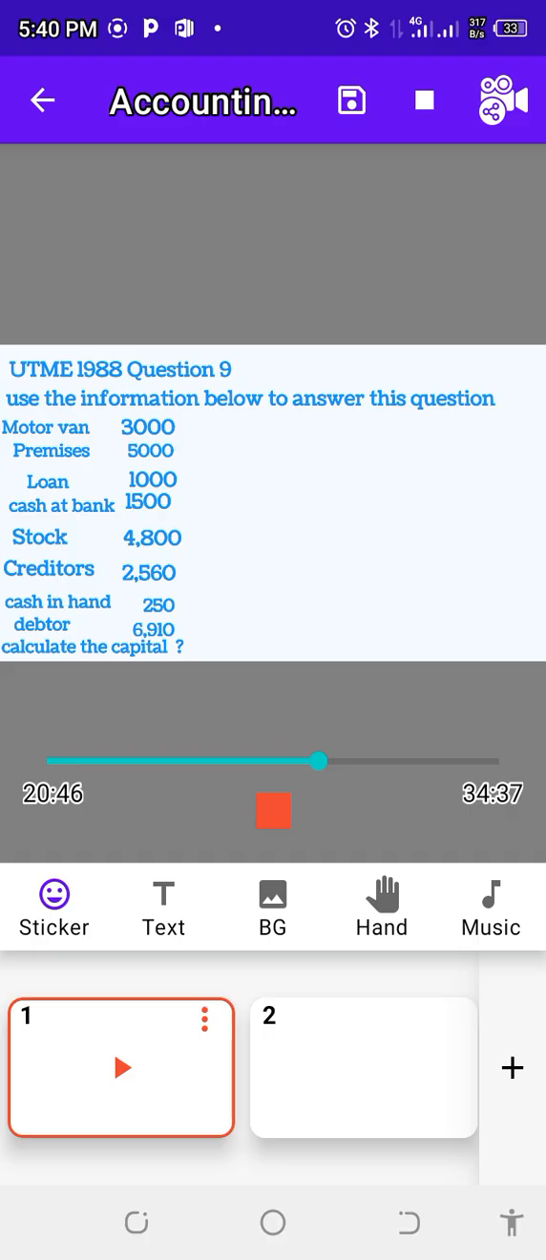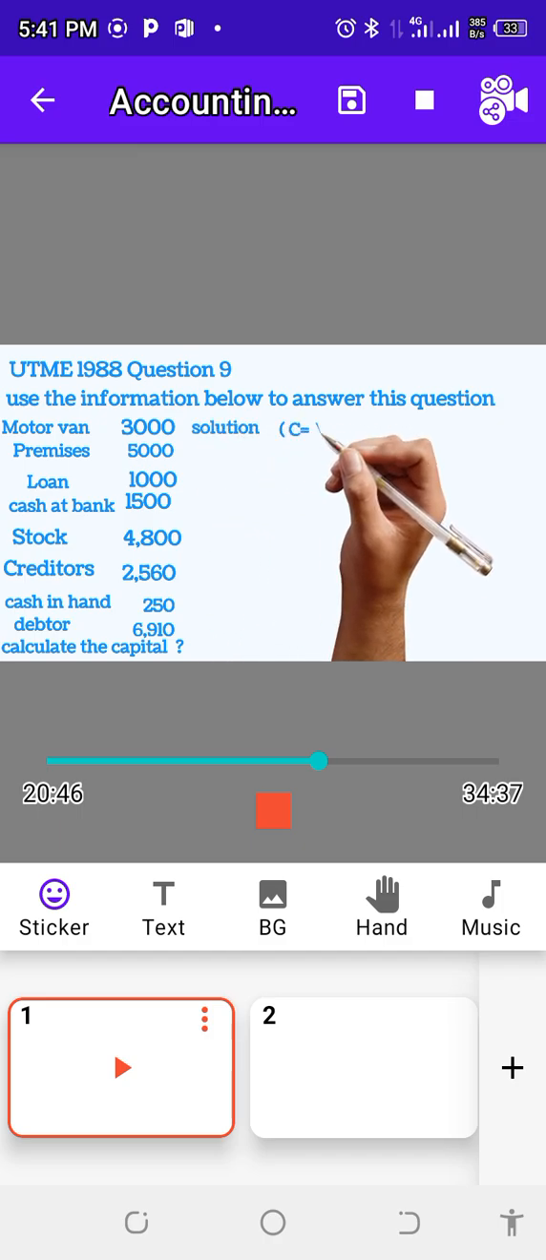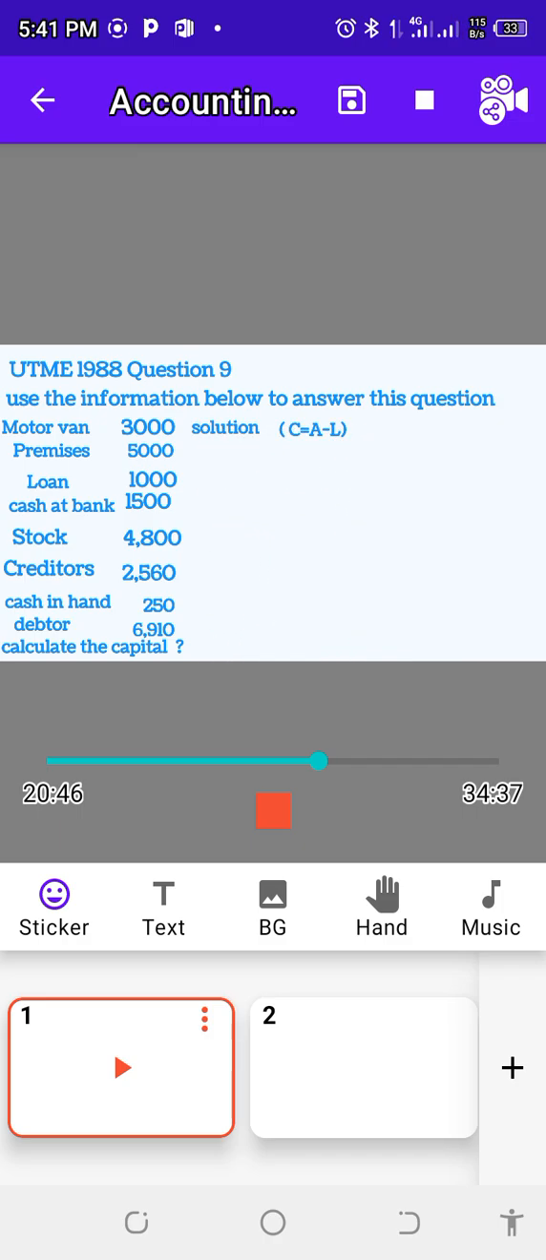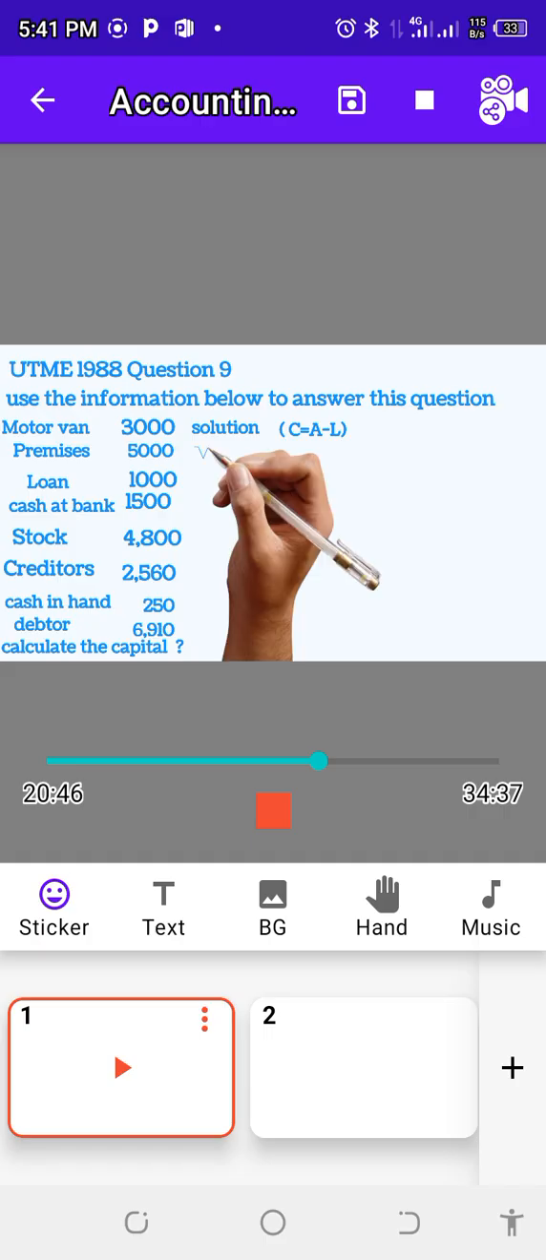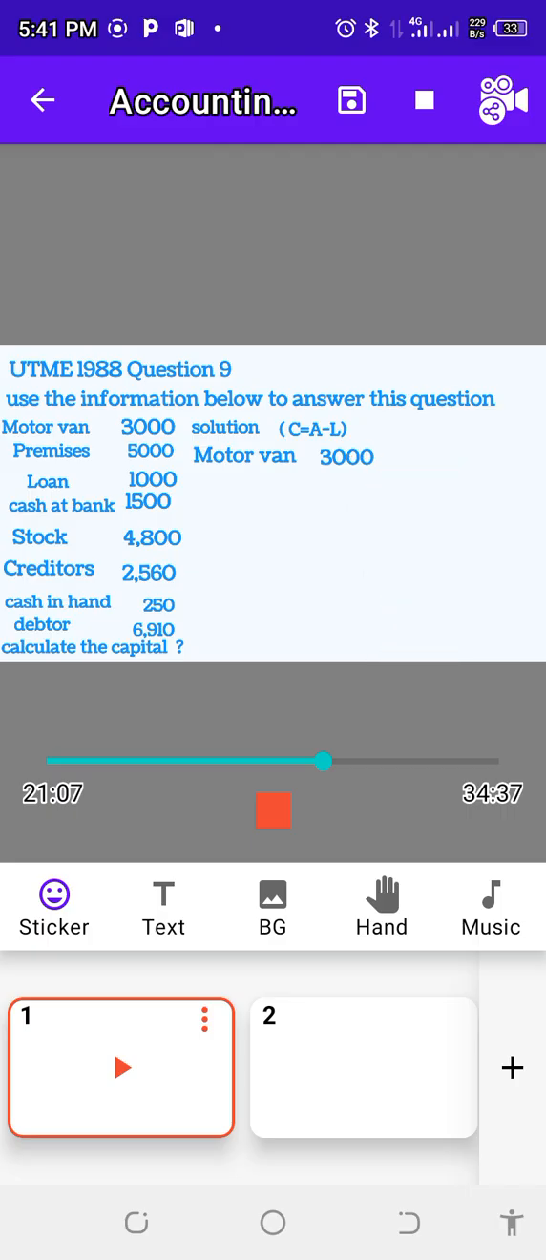The same problem, the same type of question. Assets minus liability is equal to capital. Capital is asset minus what? Liability. That is the same formula as for equity.